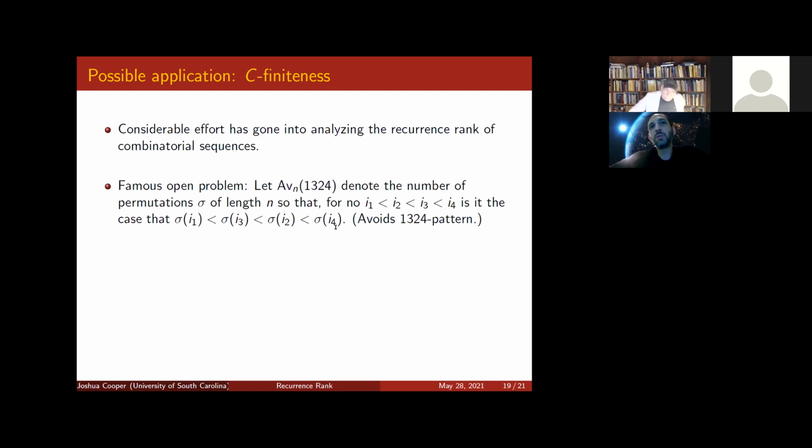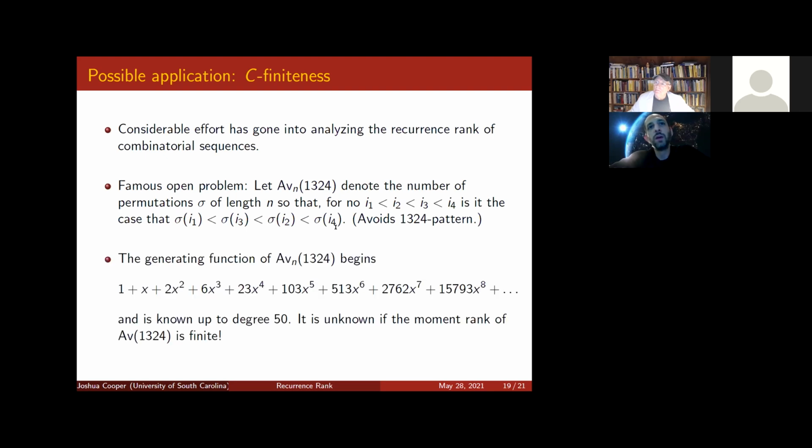The avoidance sequence, Av_n of 1, 3, 2, 4, is the number of permutations of length n that avoid the pattern 1, 3, 2, 4. In other words, there are no i1, i2, i3, i4 in sequence so that they have the same order as 1, 3, 2, 4. It's order isomorphic to 1, 3, 2, 4. The generating function of this sequence begins thusly, and it's known up to degree 50.